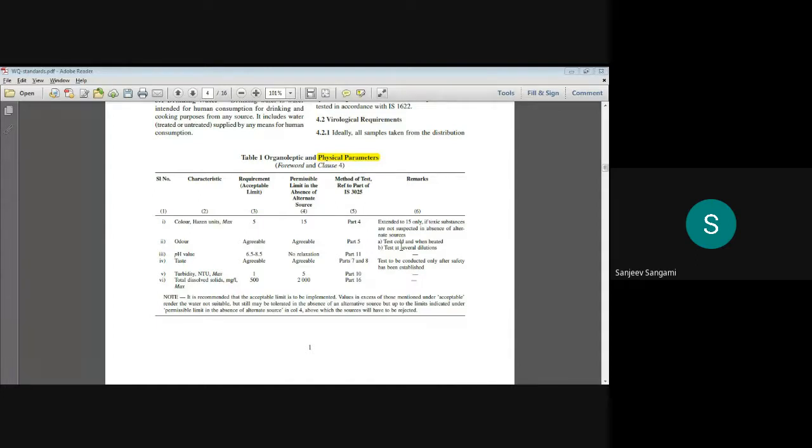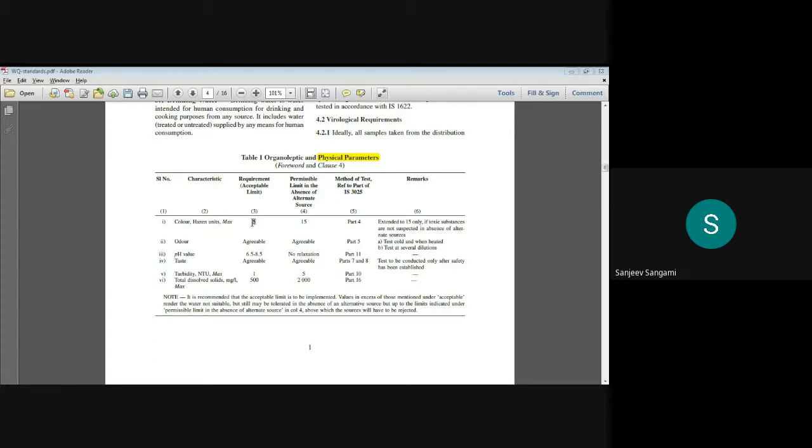Whenever we are discussing water quality parameters, we always have to compare with the standards. Why? What is the reason behind comparing with the standards? Say, for example, yesterday we were discussing the color. So how much should be the maximum limit for the color? If I want to see that, I have to see this.